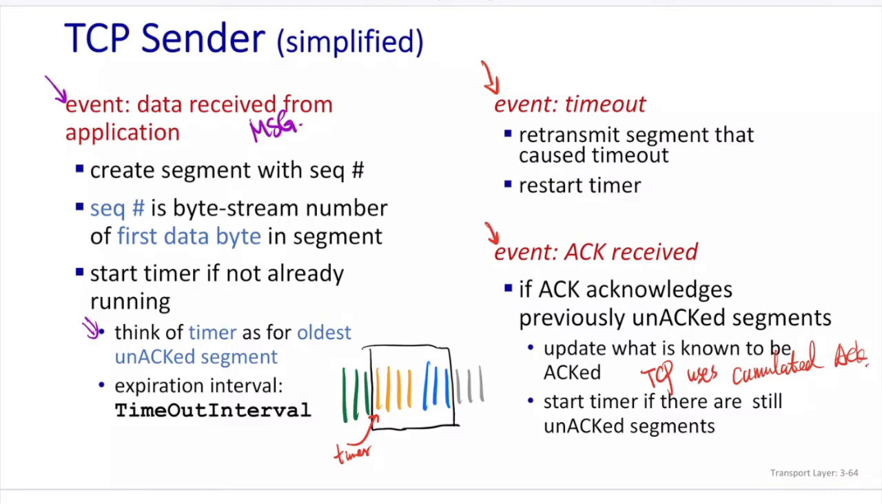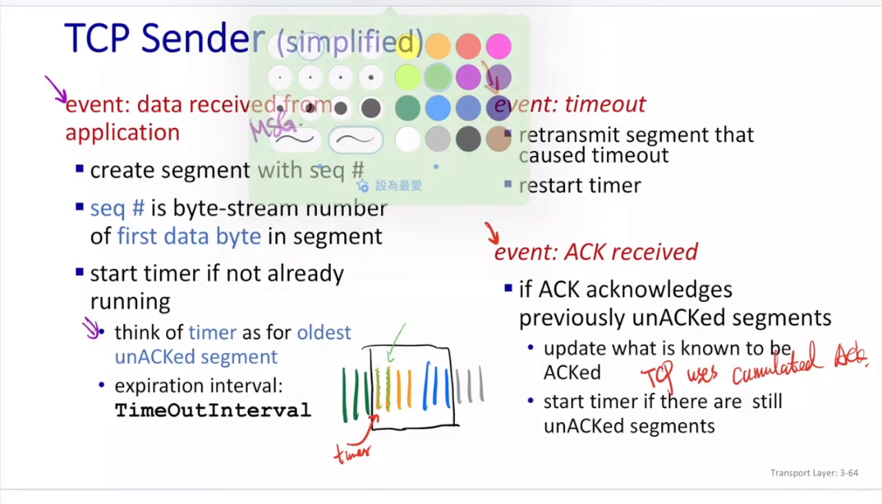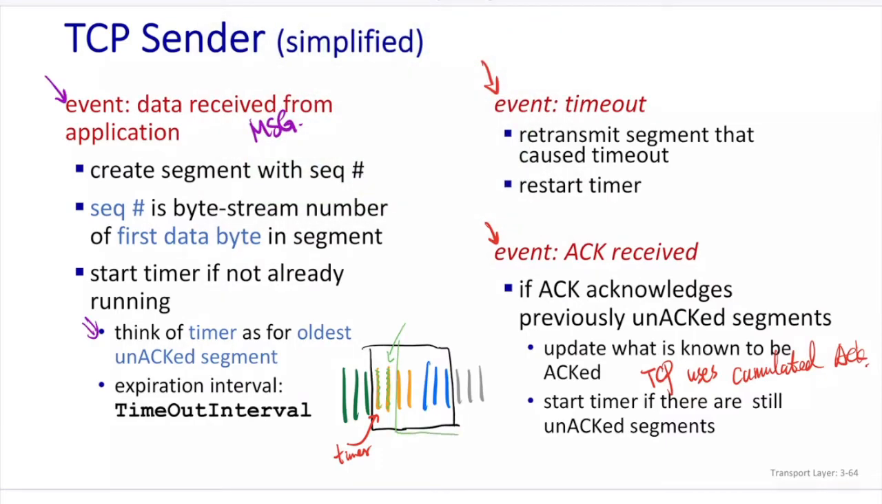So if the current ACK acknowledges the second yellow segment, the window will move directly to the third one, right? As we mentioned before, if it ACKs this one, these two segments will be green ones right now, and we move the window, because TCP uses cumulative ACK. Okay, so make sure you remember all these things.